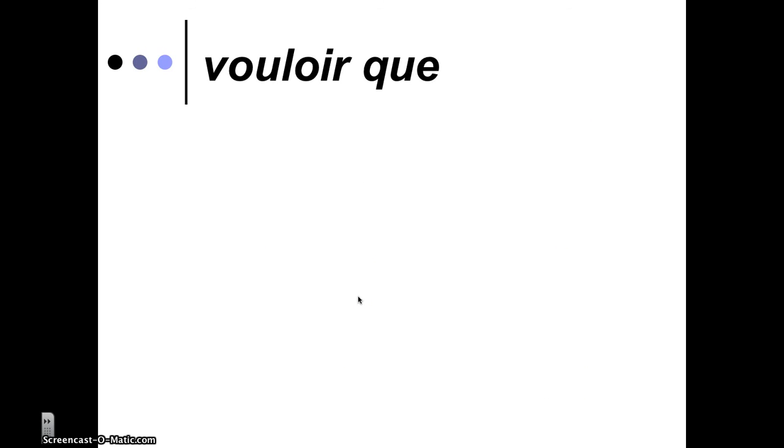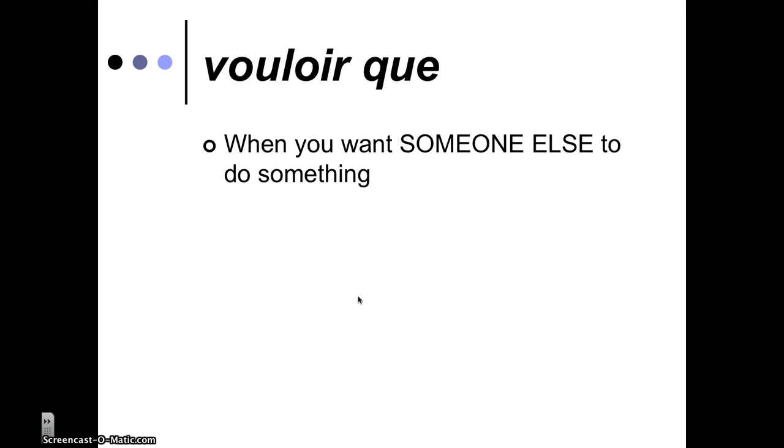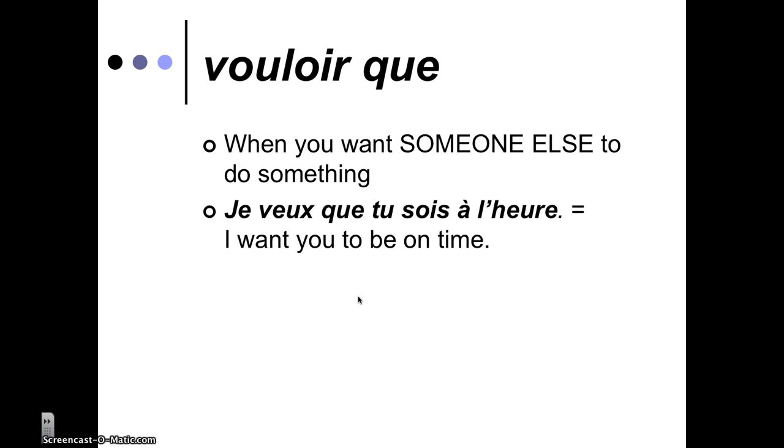We're also going to talk about the subjunctive with the verb vouloir que. Remember, vouloir means to want. So when you want someone else to do something, all right, we're going to use the subjunctive. Take a peek. Je veux que tu sois à l'heure. I want you to be on time. What is essential here is that these two subjects are different. If they were going to be the same, we would use the infinitive, and we'll see an example of that.